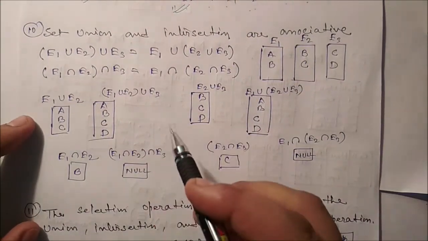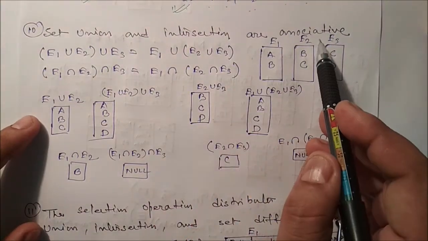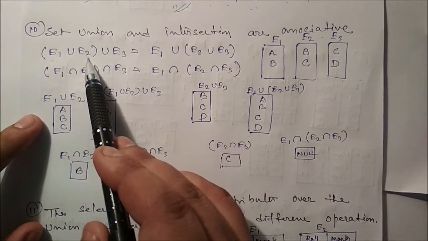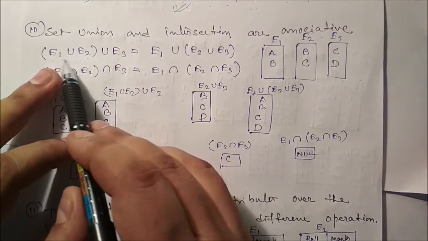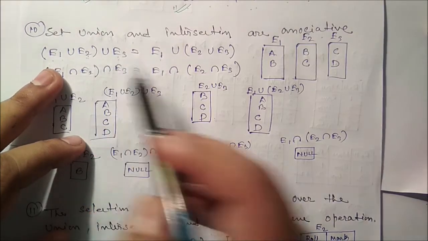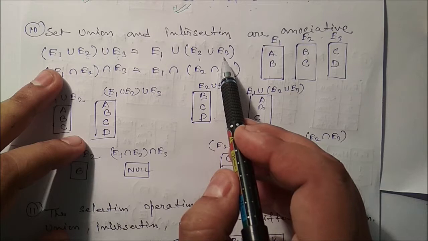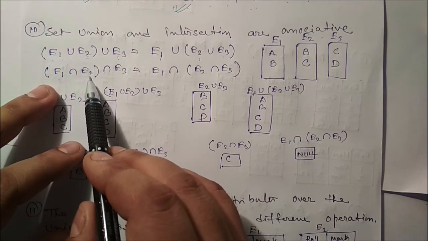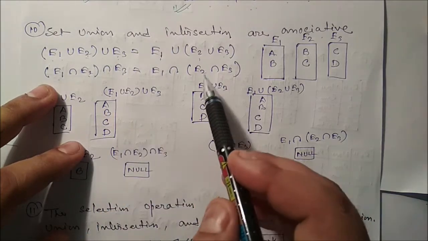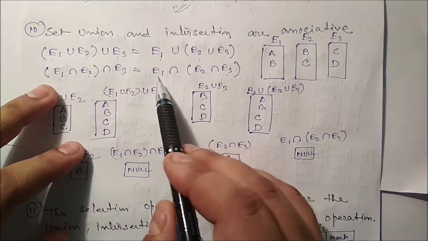Next we can see that set union and intersection are associative. So E1 union E2 with E3 is equal to E1 union with E2 union E3. First apply E1 with E2, then the resultant with E3. But here first apply E2 union E3, then the resultant with E1. Similarly for intersection: first apply E1 intersection E2, then the resultant with E3, but in this case first E2 with E3, then with E1.